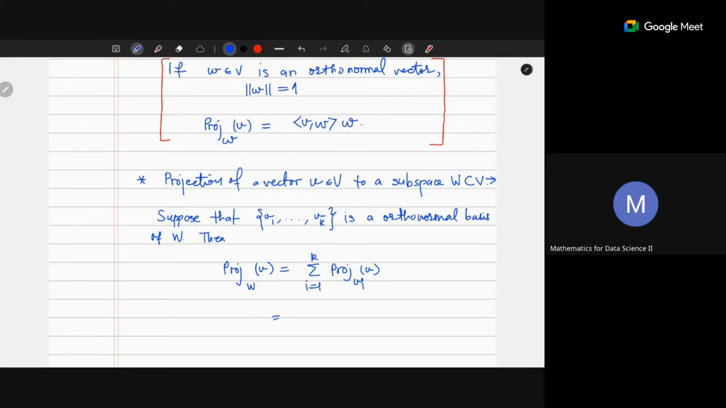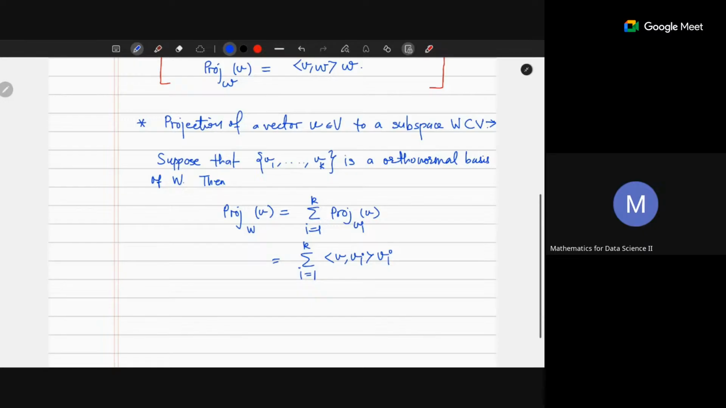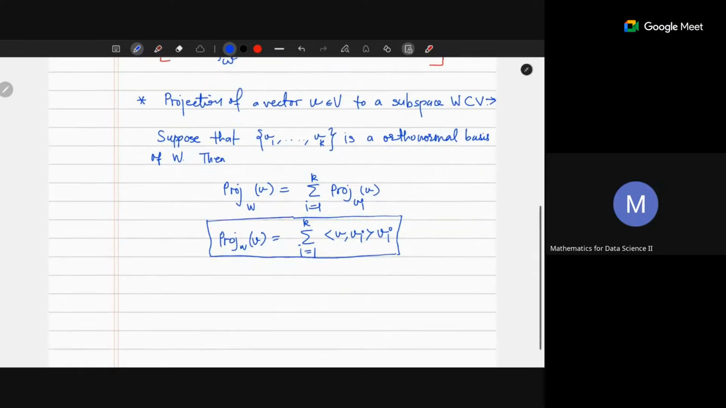And now, what is the formula that we discussed for the orthonormal basis? A projection in the orthonormal basis, you can replace that down. So it is going to be the inner product of V with vi in the direction of vi, the summation varying from 1 to k. So this will be the formula if you have a vector subspace you want to project on. All right.